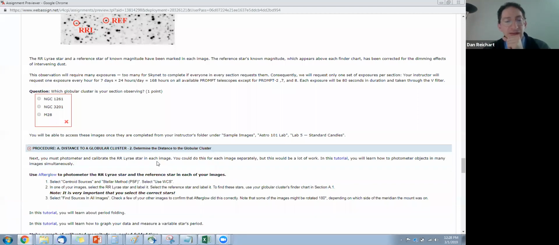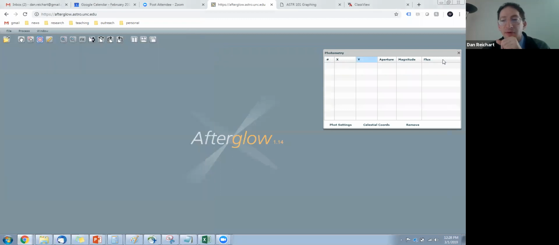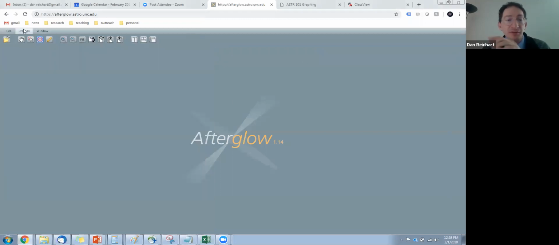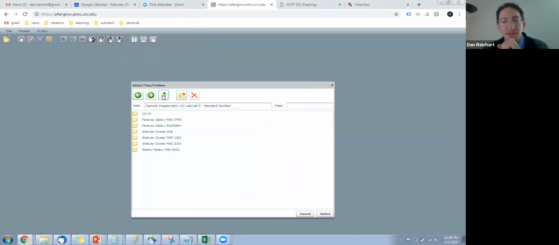So let's dive in and look at the RR Lyrae first. I'm going to switch over. There are all the instructions here, what they need to do, but I'll just switch over to Afterglow and explain it. So let's get rid of our sample here, and this is going to be batch photometry. And all of these images have WCS on them, so you're not going to have to go through and do single star alignment or any of that. I'll show you. So under processes, we're down to batch photometry, add files and folders, and this one was globular cluster NGC 3201.